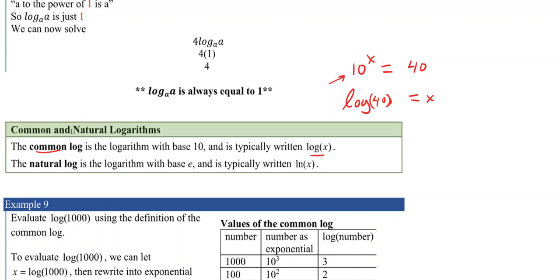Okay, so now moving on to natural logs. The natural log is the logarithm with a base e, and it's typically written as ln x. Now let's just talk a little bit about what e is. e is something called Euler's number, and it just comes up quite a lot. It's a universal constant, right?